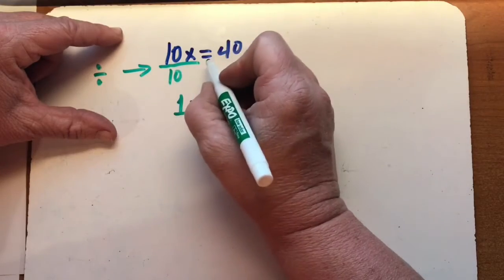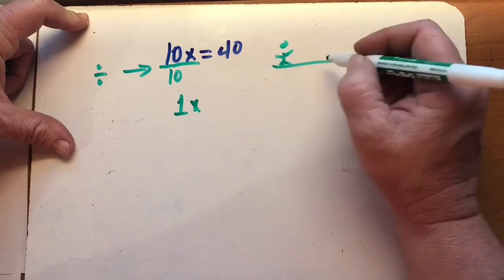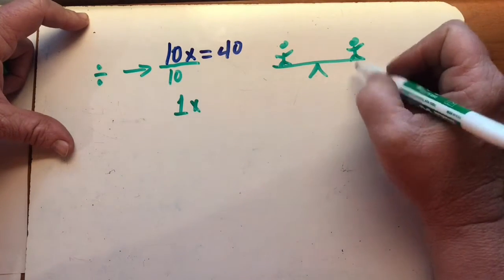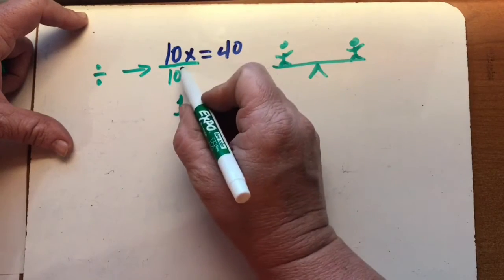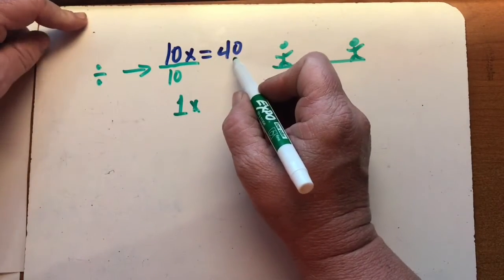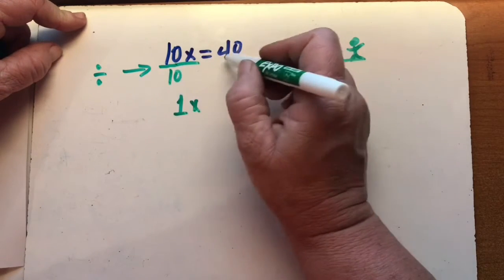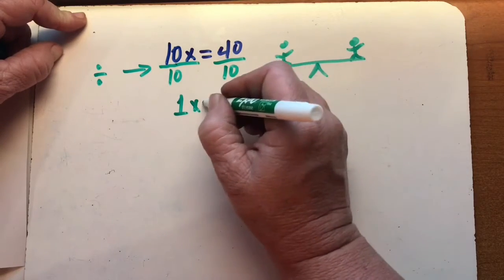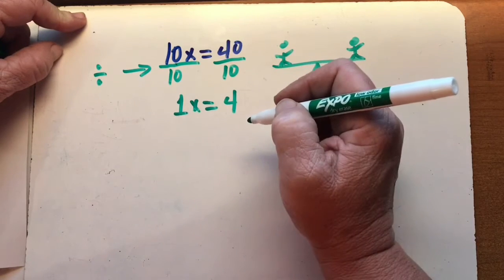So again, remember our seesaw little example that I talked about in the last lesson. We need to keep these guys level. In order to do that, whatever we do to one side, we have to do the same exact thing to the other side. So I divided this side by 10. I need to divide this side by 10 too. And so when I divide 40 by 10, I get 4.